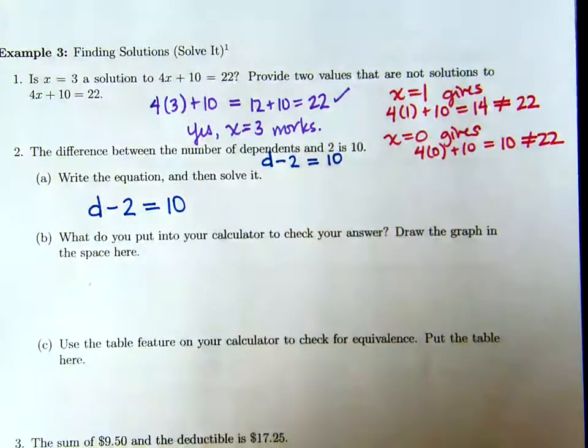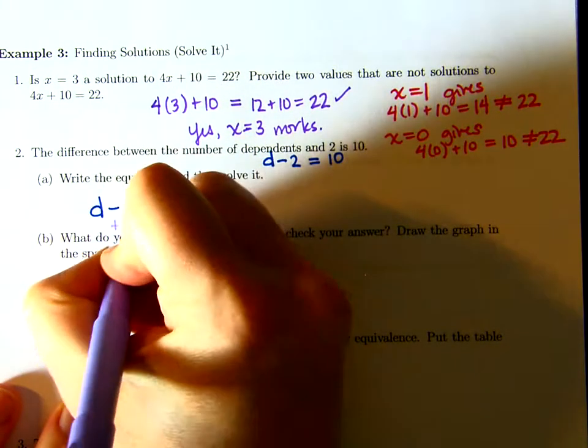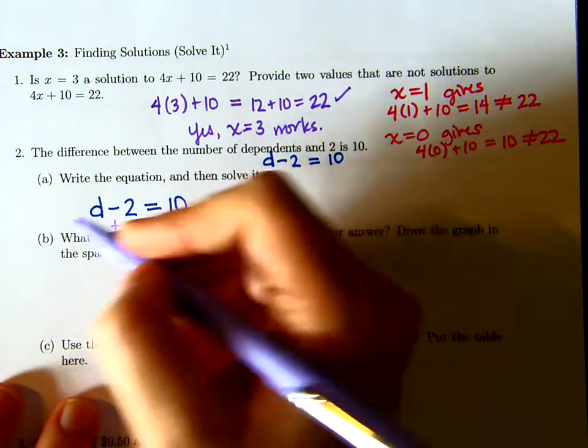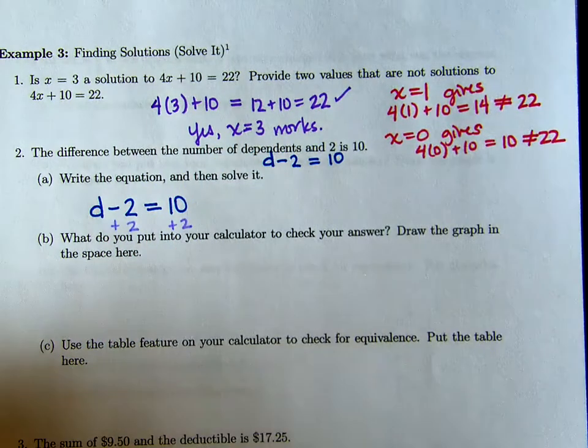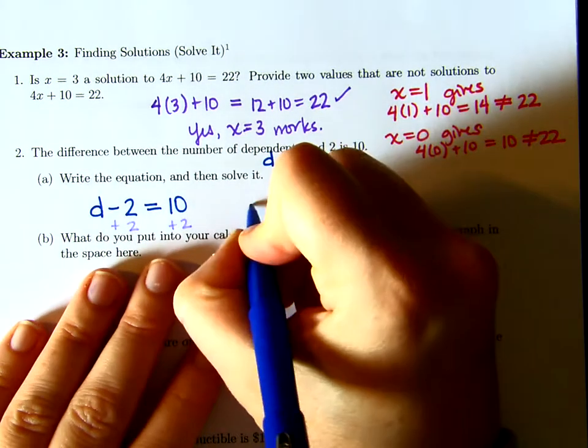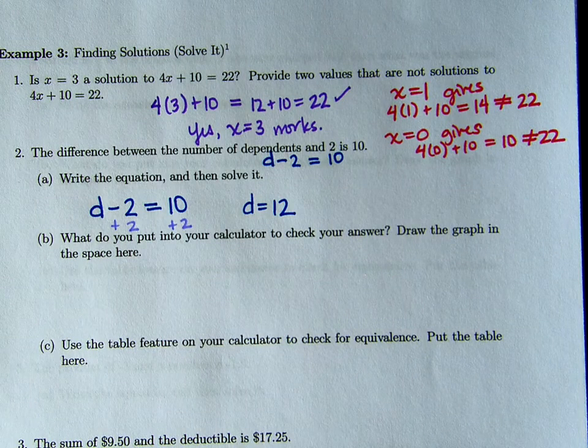And if you are an equation solver, well, to undo the takeaway 2, we would add 2 to both sides, or both amounts, and we would get D equals 12. Okay, so the number of dependents is 12. What do you put into a calculator to check this?